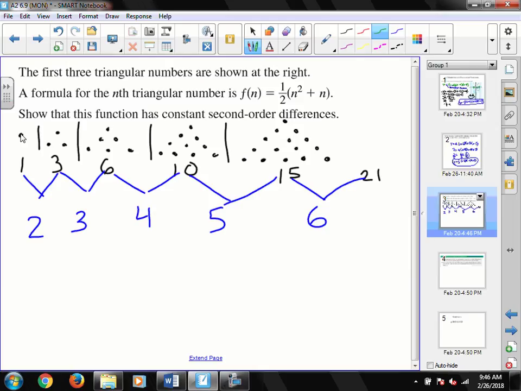It helps me, the ones with the dots, it helps. So it helps me, yes.